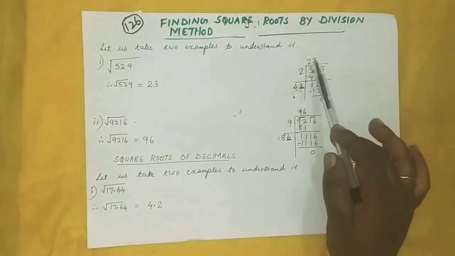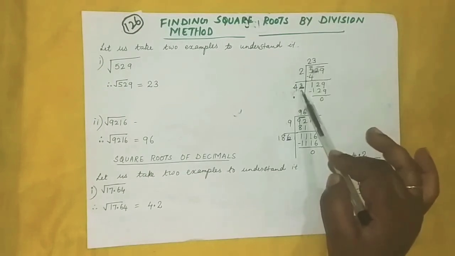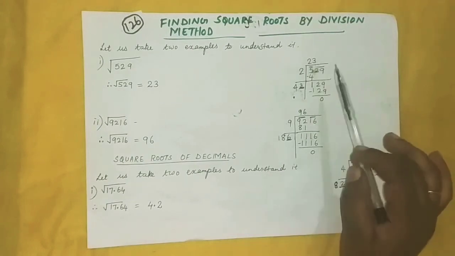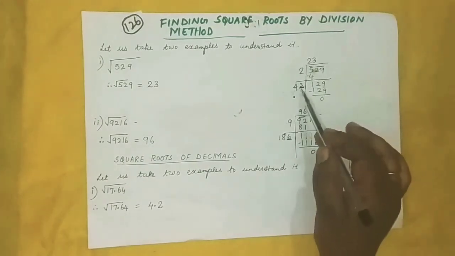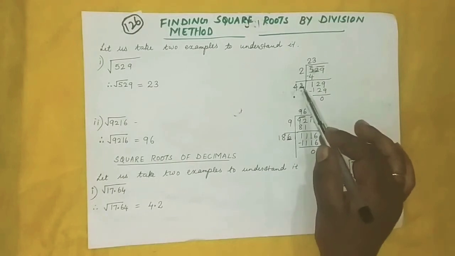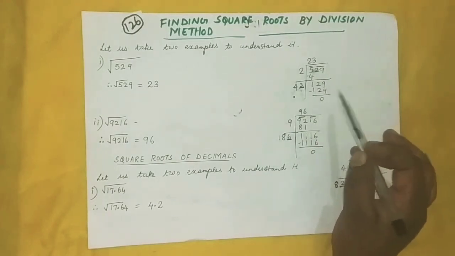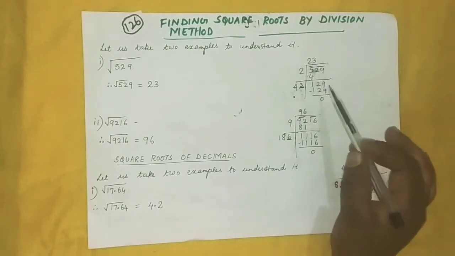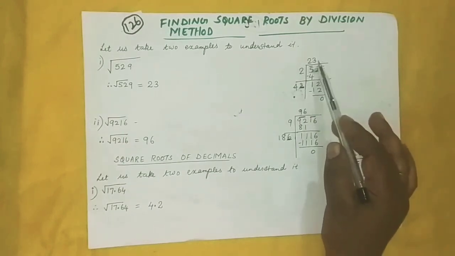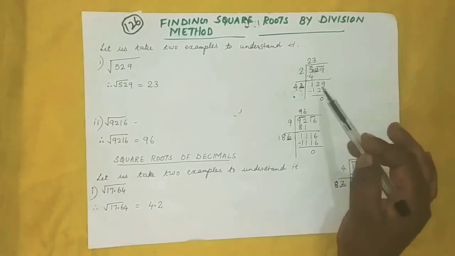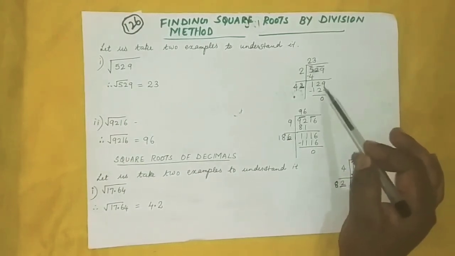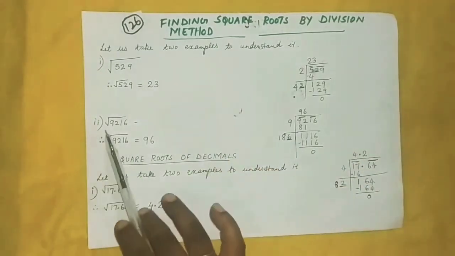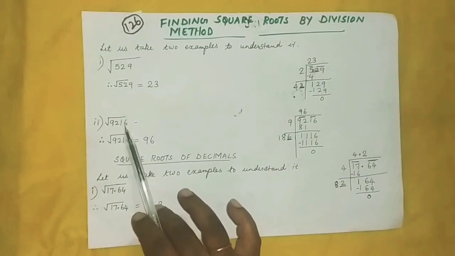So that 3 I will write on the quotient. Whatever digit I write here, the same digit I will write on the quotient. Remember, here 9 should come, so either 3 or 7. That is understood. So first try with 3, then try with 7 if it is not working. We got it with 3 only. So 43 into 3 is 129. That 3 we are writing here on the quotient also. When we subtract, we get 0 in the remainder. That means the square root of 529 is 23. Now the second number, square root of 9216.